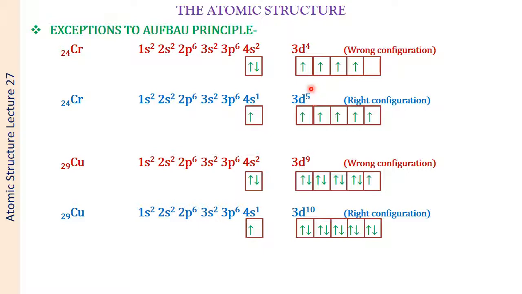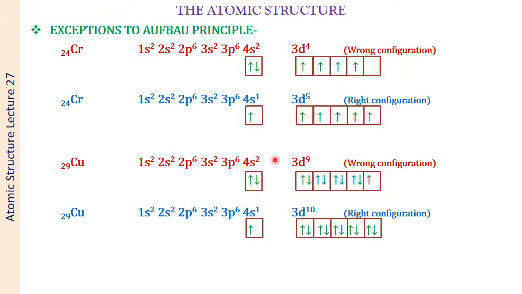What we do is that 4s and 3d do not have much energy difference. So what happens is that one electron from 4s goes into the vacant 3d orbital. Okay, so this makes the whole of 4s and 3d half filled, and the half filled configuration is more stable. Hence this is the right configuration and not this one. Alright, similarly when you go further up to copper, copper has atomic number 29.